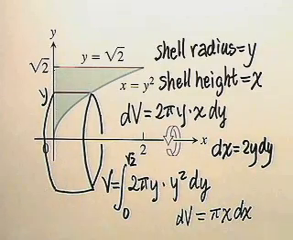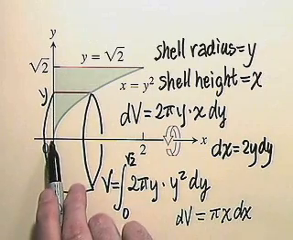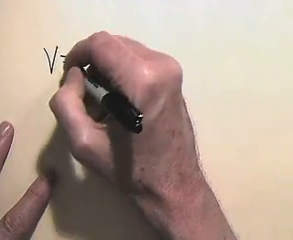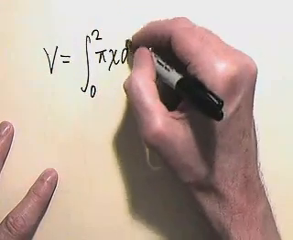Well, notice that dV equals pi x dx is a very simple thing to integrate. So what is our range of x? Well, notice in the x direction, we're going from 0 all the way to 2. So if I did it this way, the integral would be even simpler. V equals the integral from 0 to 2 of pi x dx.